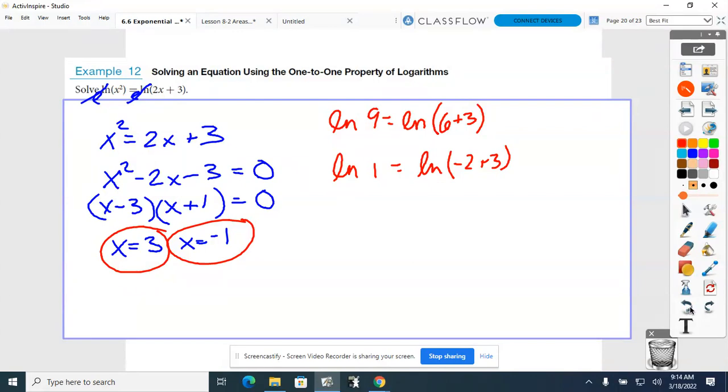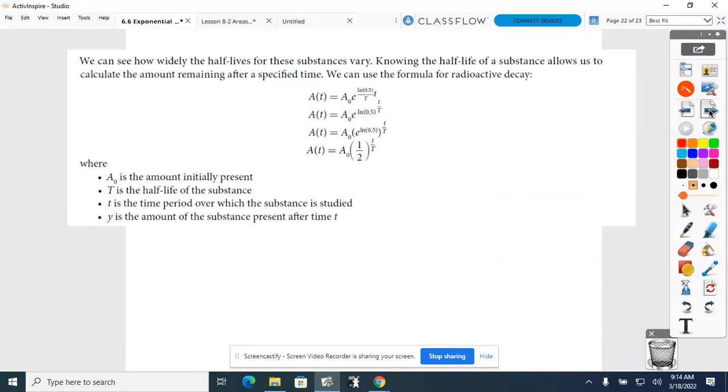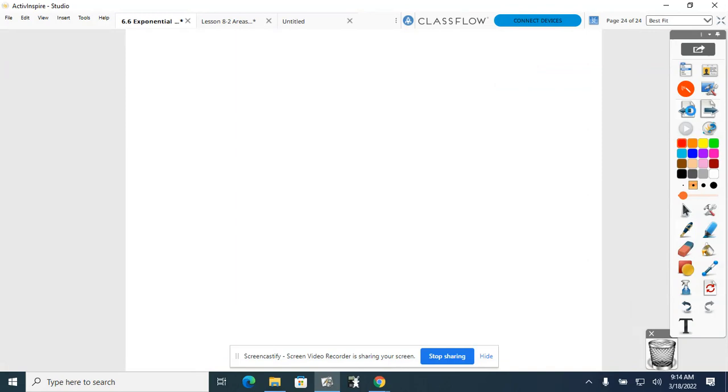I'm sure there's another one with that. Oh, no, that's just an application. Half-life, they're going to give you a formula. Okay, let's call it there so that you can have more time to work.